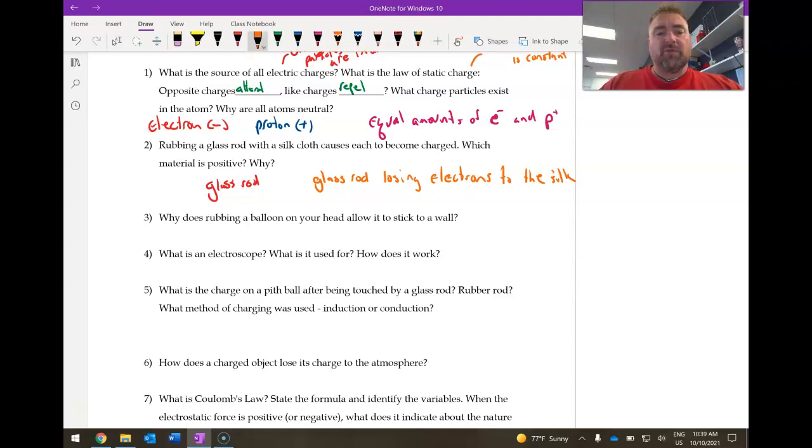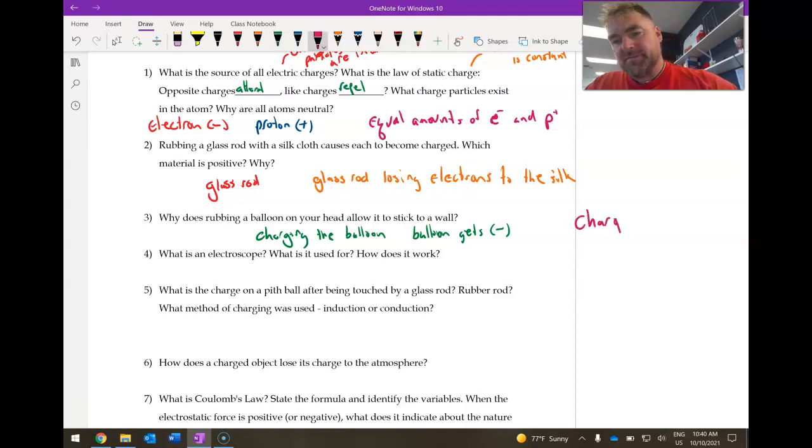Number 3, why does a balloon rubbed on your head stick to the wall? By rubbing the balloon on your hair, you are charging the balloon. The balloon will generally get a negative charge, since it has picked up electrons from your hair. We also know, and this is important, that charged objects will attract neutral objects.